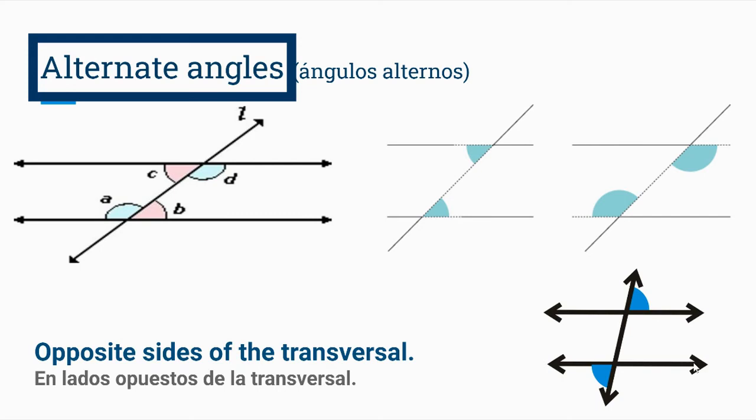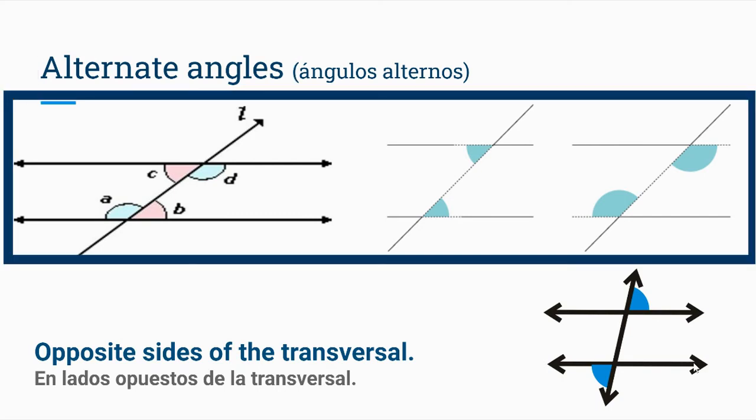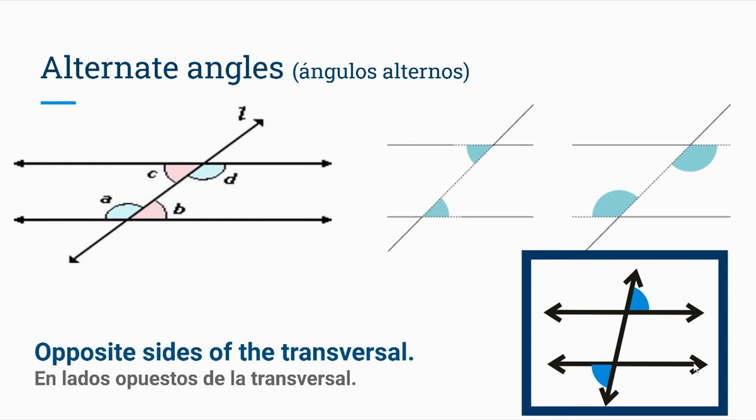In the middle of the slide, we have examples of alternate interior angles because they are on opposite sides of the transversal and inside the double lines at the same time. On the bottom, I have alternate exterior angles because they are on opposite sides of the transversal but outside the double lines.